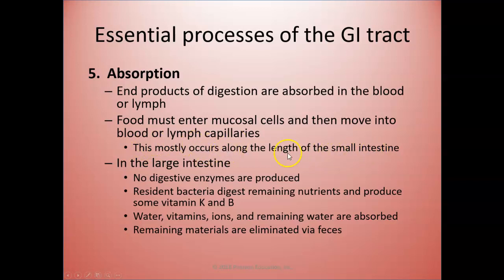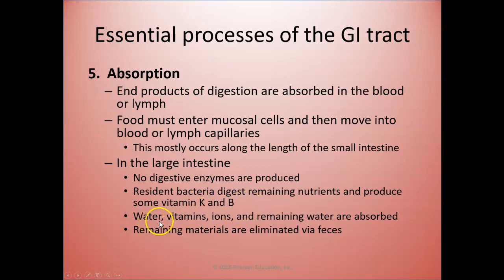And this is mostly along the small intestine. There is some stuff that happens in the large intestine. It's important to note there are no digestive enzymes produced in the large intestine. And we do have a store of bacteria that we sort of farm in our large intestine, and they feed off all the stuff that we haven't absorbed up to that point. So these resident bacteria digest the remaining nutrients, and they produce some things that are important for us, like vitamin K, which is helpful in blood clotting, and vitamin B.